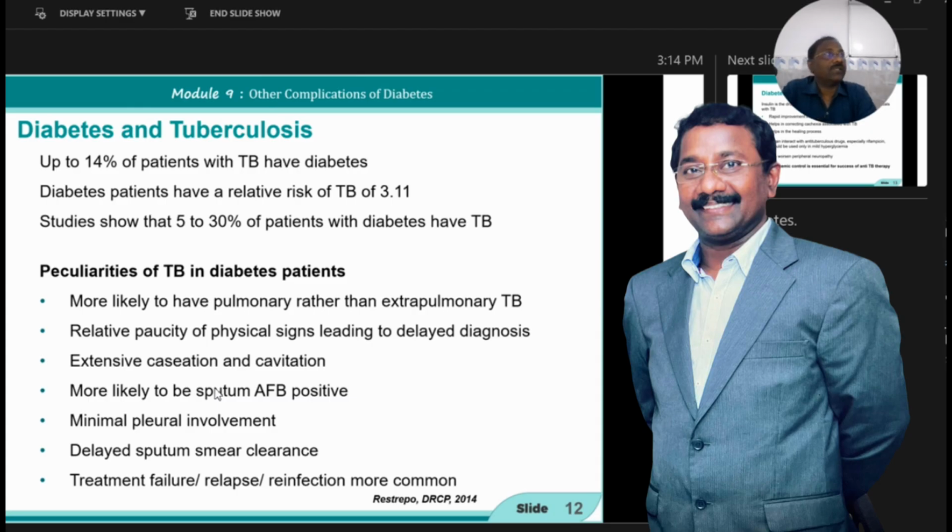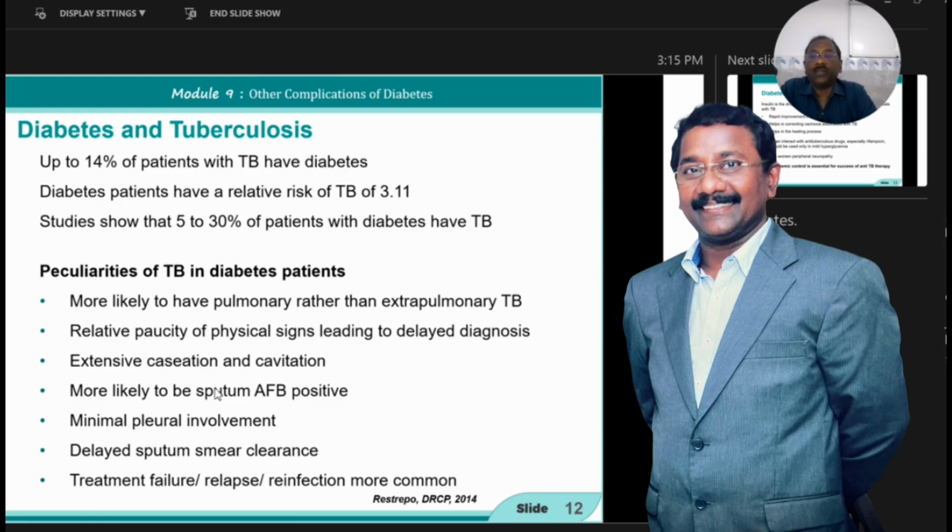Extensive caseation and cavitation are very common. They are more likely to be sputum positive, so this is very important, whether he is positive or not. Sputum positivity means open cases, and they spread the disease very commonly compared to extrapulmonary tuberculosis. A person living with cervical lymphadenopathy, pleural effusion or pericardial effusion, nothing to worry. Even if you diagnose it at a later time, they are not open cases to spread the disease to the other population. But pulmonary tuberculosis, especially upper lobe cavities, is a very dangerous population.